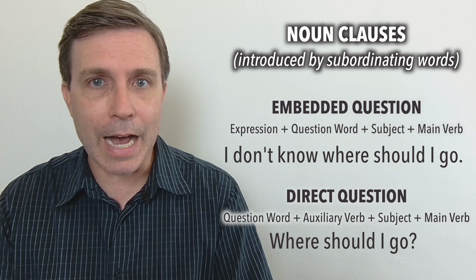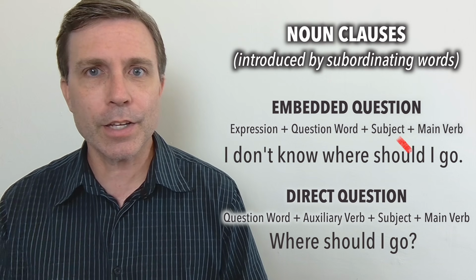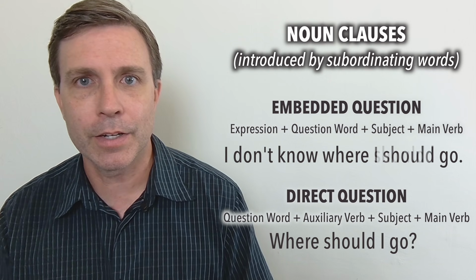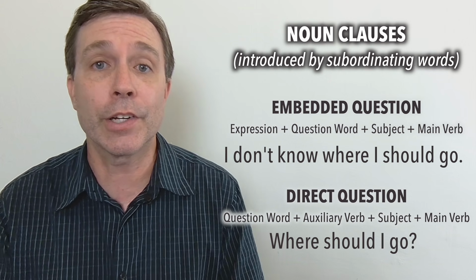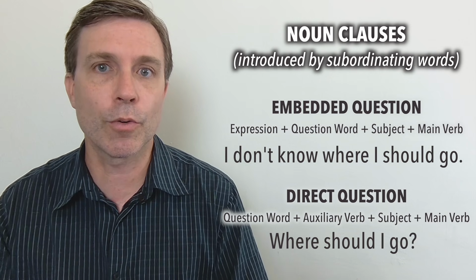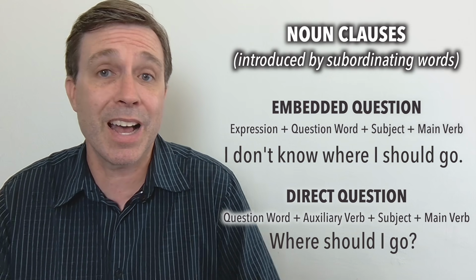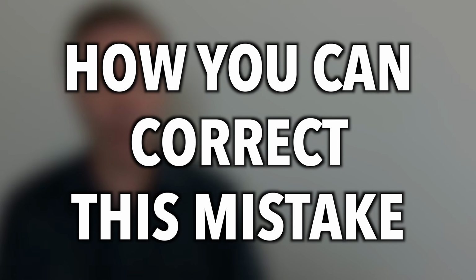So instead of saying, "I don't know, where should I go?" I'm not going to use that question pattern. You should say, "I don't know where I should go." And I'm using the normal sentence pattern, subject, verb. I don't know where I should go. So how do you correct this?